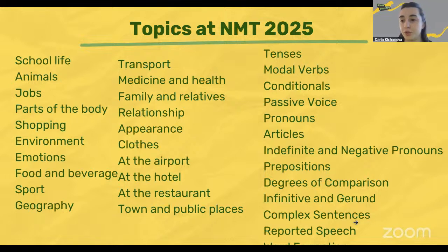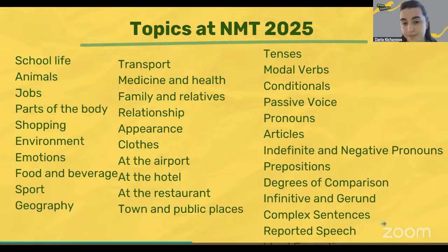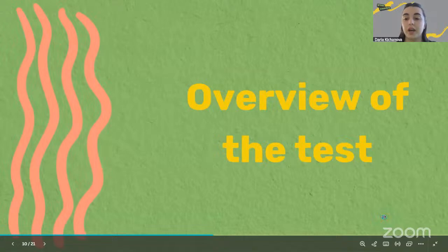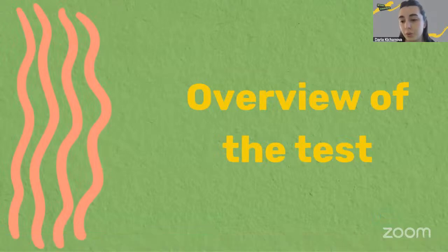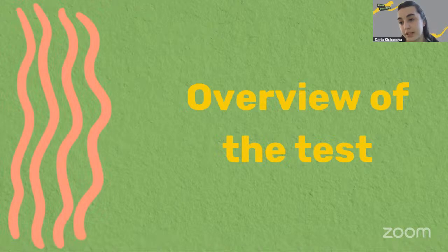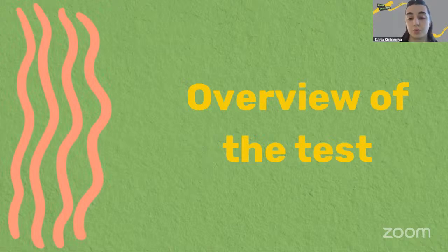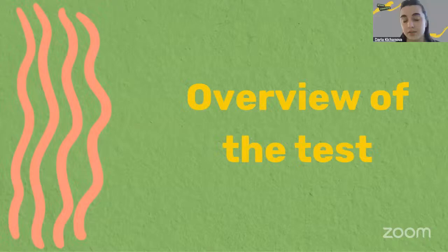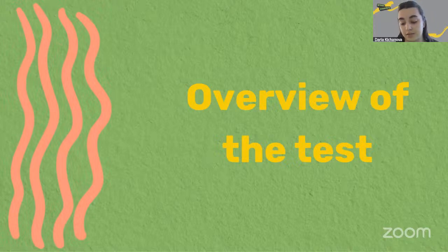So I hope you have done the screenshot and we can move on. So right now we are going to talk with you about the test and what we have at this test. As we already know, we have got 32 questions. We have 2 parts, reading and use of English. So I think now it's our time to practice, to check our knowledge and complete this test.